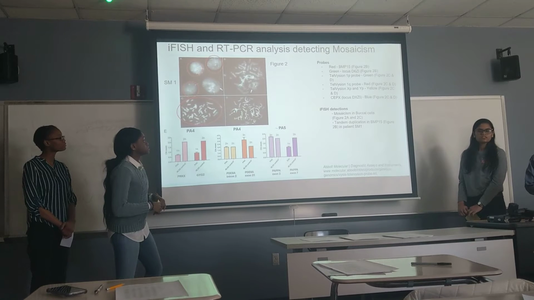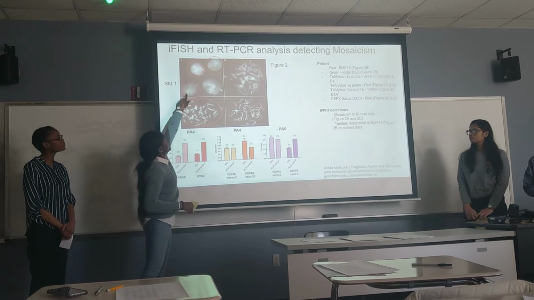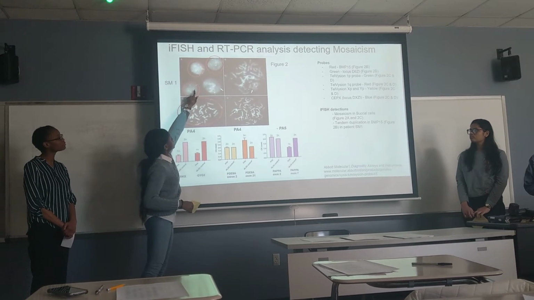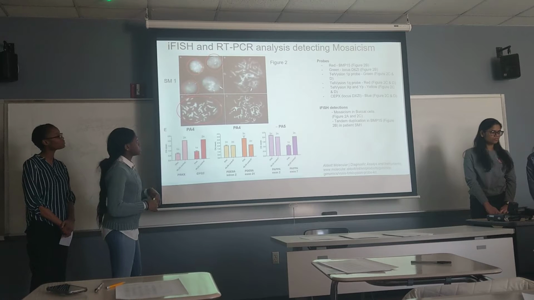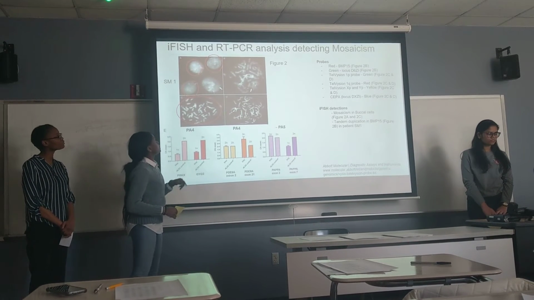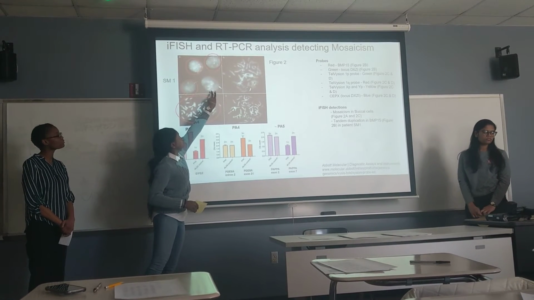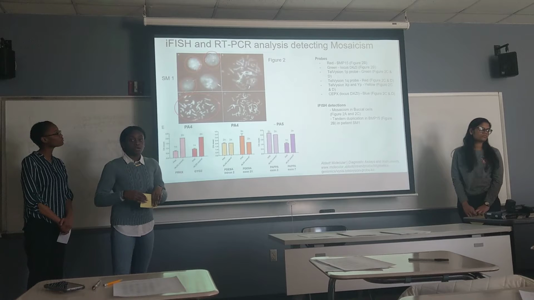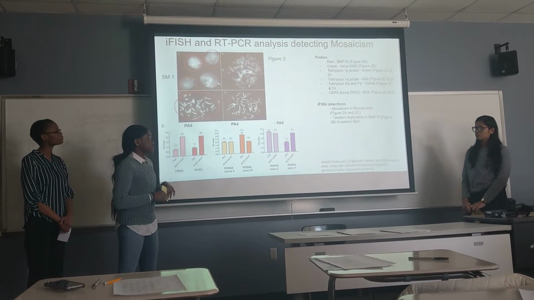And then the same thing goes for the red and green probes. If you look up here, the red one is detecting BMP15, and the green is detecting the locus. You can see that there are 2 greens, however, there's only 1 in this cell, and then there are 2 greens here and 2 reds. That shows there's an unequal number of chromosomes. So that's what the iFISH detected.